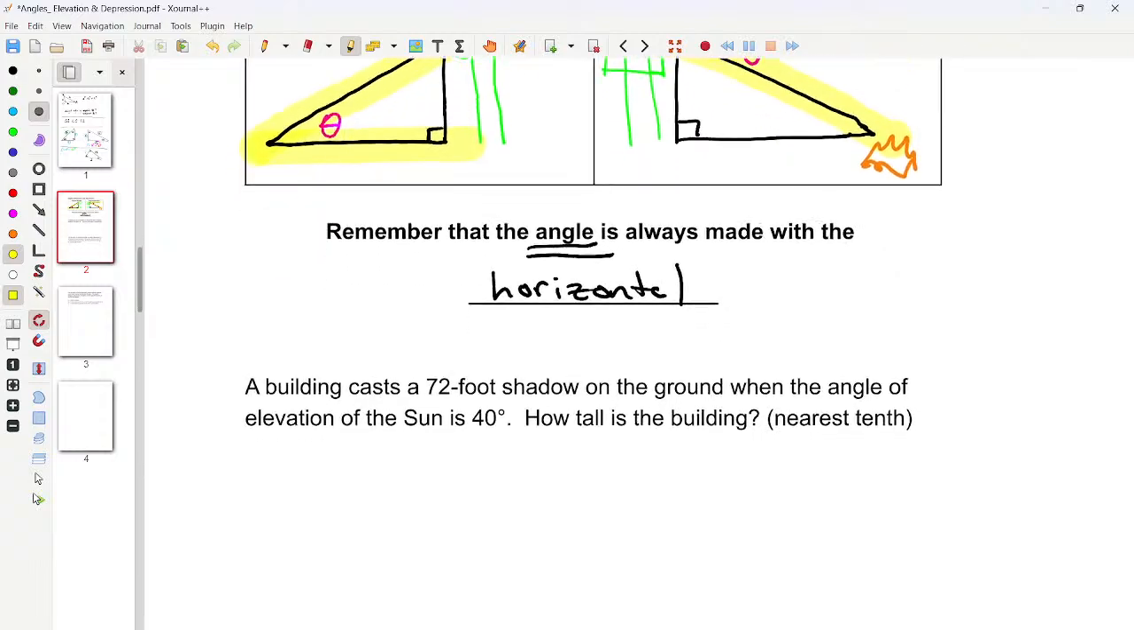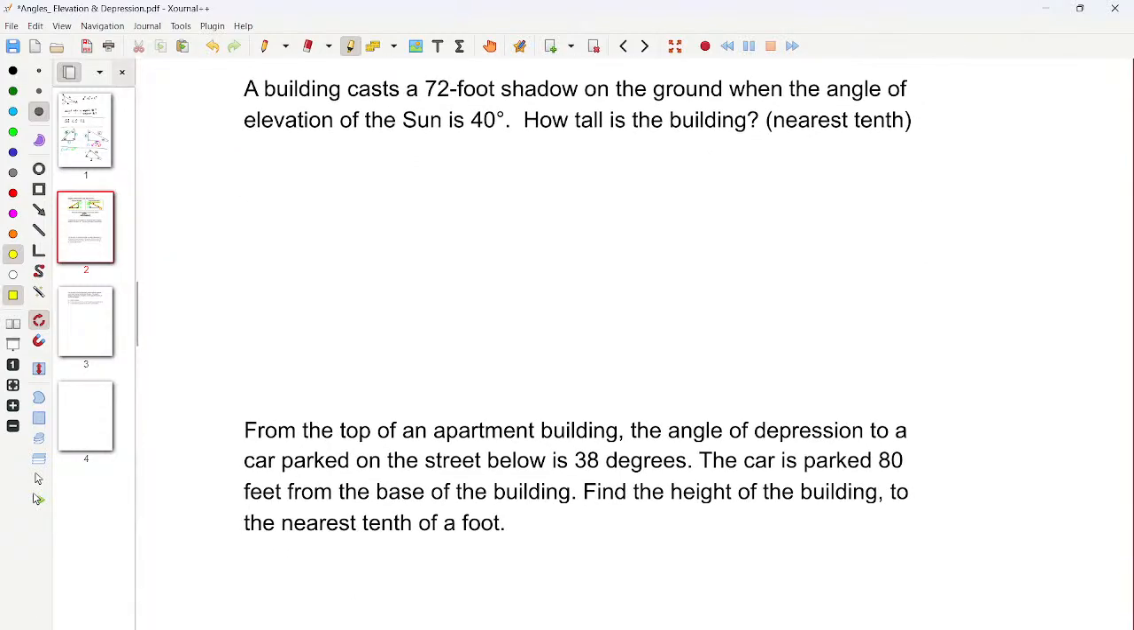All right. So again, we did something similar to this last time, but now I'm just incorporating the vocab. A building casts a 72-foot shadow on the ground when the angle of elevation of the sun is 40 degrees. How tall is this building, to the nearest tenth, is the goal.